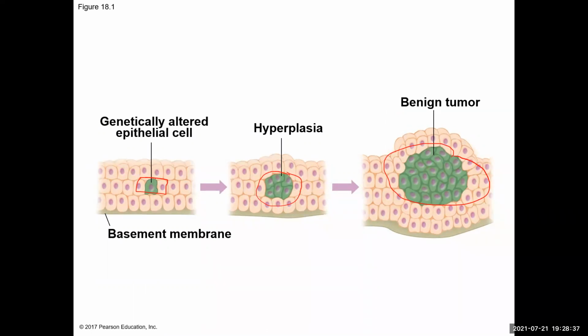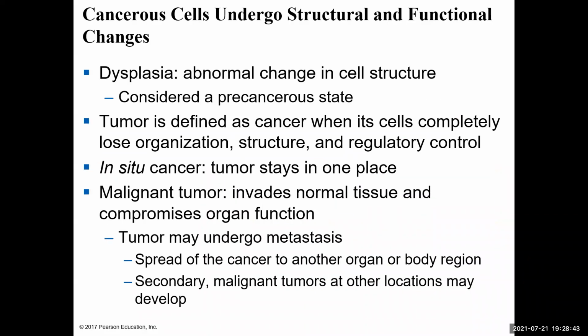Cancerous cells that aren't benign will undergo this abnormal change in cell structure. And so they deviate from those typical characteristics of normal non-cancerous cells. And so dysplasia is known as a precancerous state.